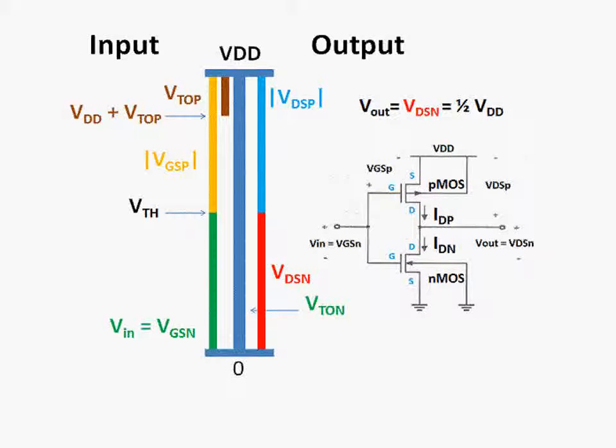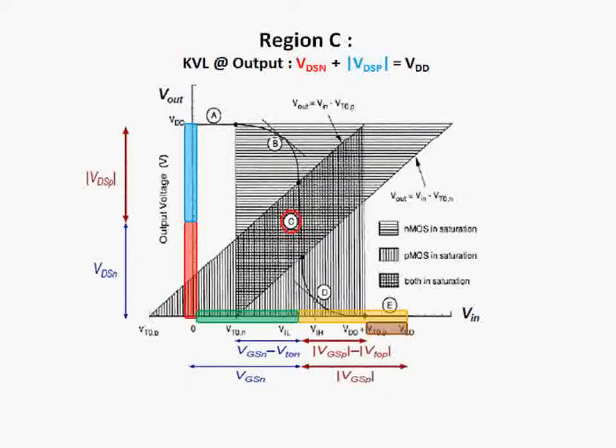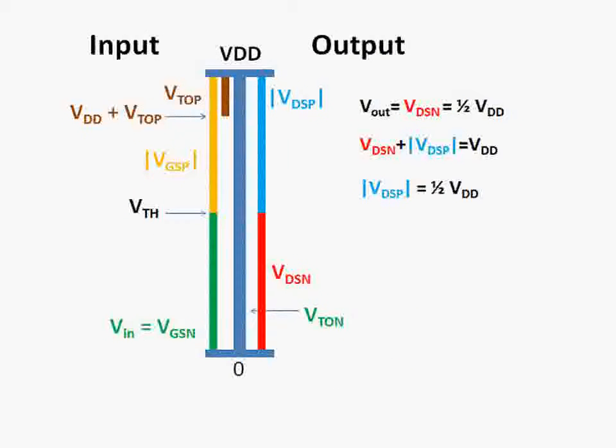If the inverter's output voltage is equal to half VDD, the drain source voltage of the NMOS transistor will be equal to half VDD as well. Based on the KVL analysis at the inverter's output, we know that the drain source voltage of the NMOS plus the drain source voltage of the PMOS will be equal to VDD. Since the drain source voltage of the NMOS is equal to half VDD, the drain source voltage of the PMOS will also be equal to half VDD.